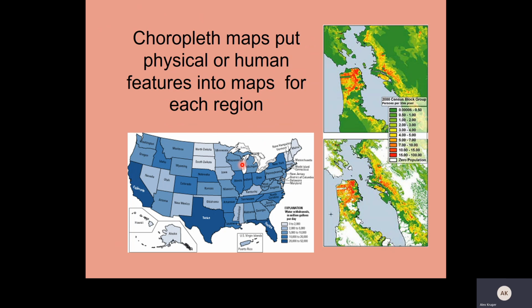A choropleth. I always struggle with that one. Choropleth maps put human or physical features into maps for regions. Basically, you can take a human feature and map it. This one is population. Green areas have less population, and then it goes from yellow into red for higher population, so there's more population in these red areas.